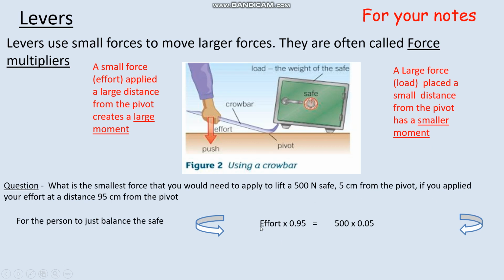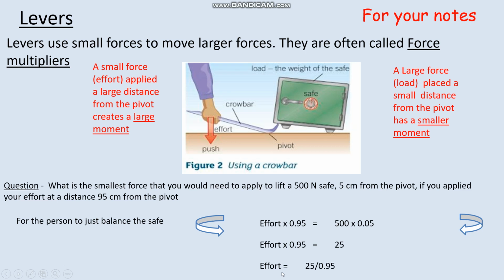So his force is applied 0.95 meters away from the pivot, or 95 centimeters, and that must equal 500, the weight of the safe, multiplied by its distance from the pivot, 0.05 meters or 5 centimeters. So if we multiply that out, we get 25.